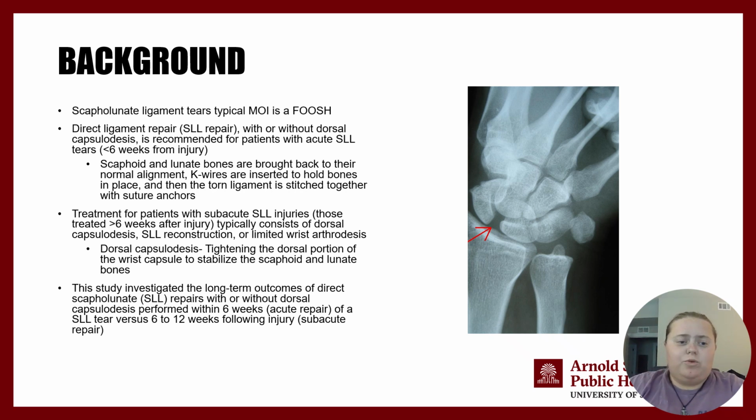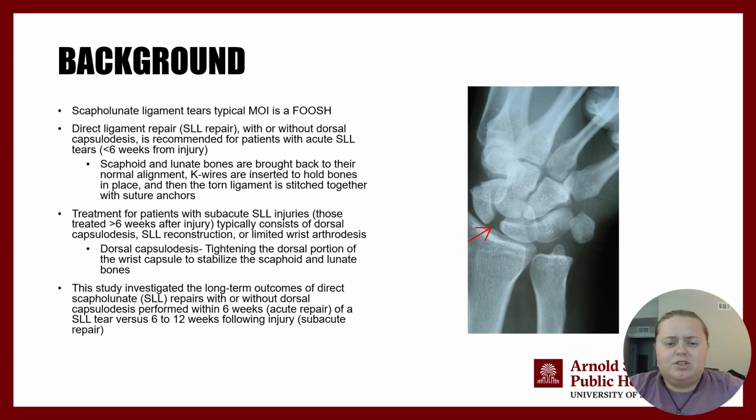the surgery is direct ligament repair or an SLL repair with or without dorsal capsulodesis, which is recommended for patients with acute SLL tears, which means that the injury occurred less than 6 weeks from the time that they go to the doctor's office. And then that surgery consists of the scaphoid and lunate bones being brought back together to their normal alignment. K-wires are inserted to hold the bones together in place, and then the torn ligament is stitched together with suture anchors.